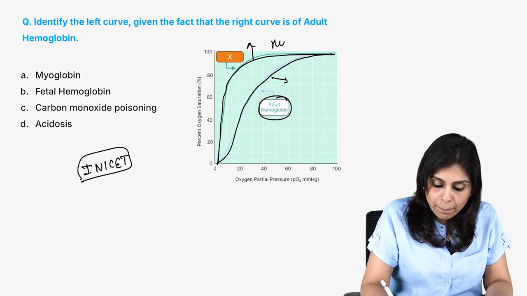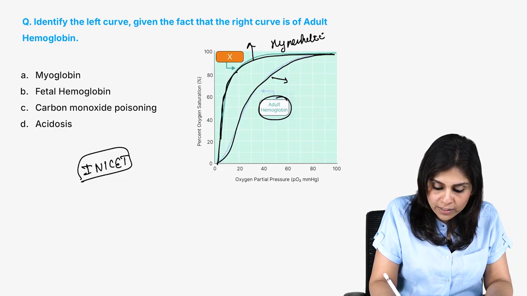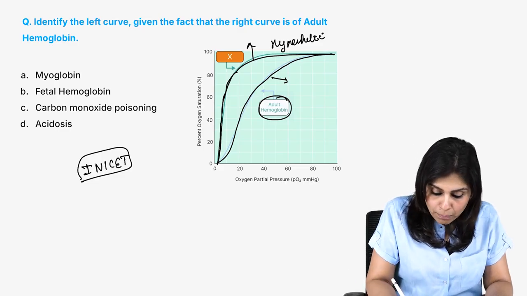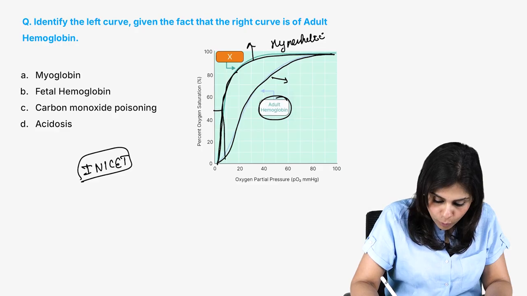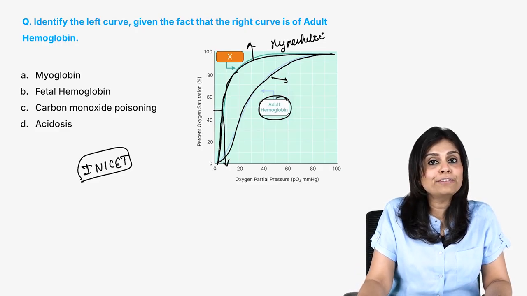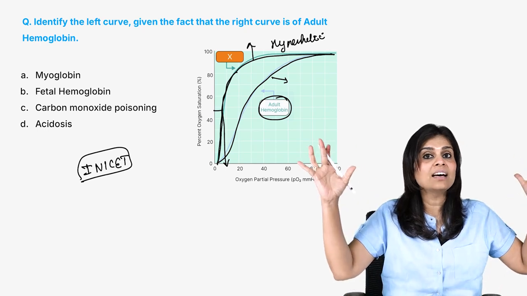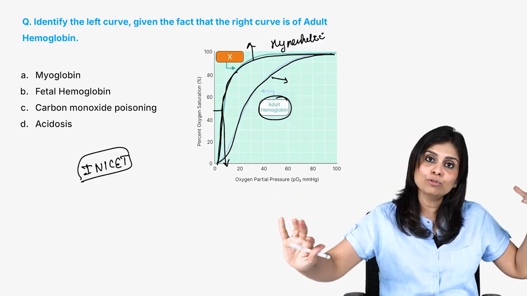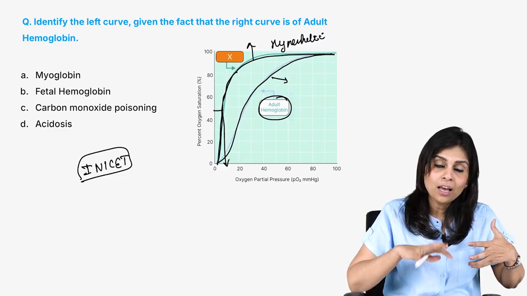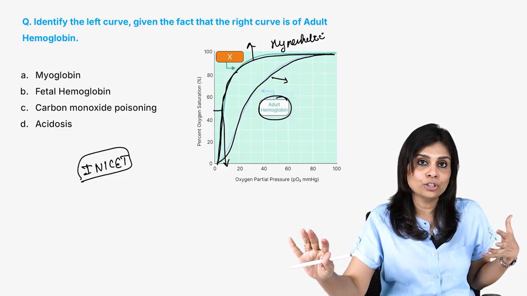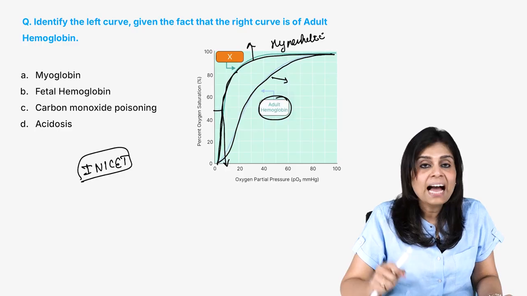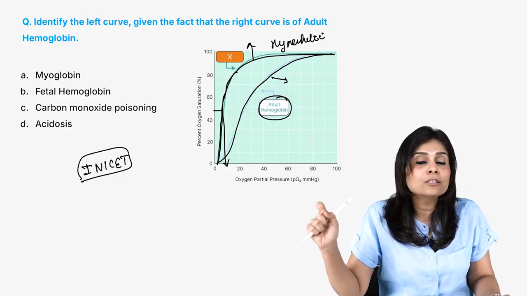So what do you mean by the hyperbolic curve of myoglobin? It means it is shifted far towards the left. What does it mean that it is shifted far towards the left? It means its P50 is very low. What if its P50 is very low? It means its affinity is high. When its affinity is high, it will not be able to unload oxygen to tissues. It can store oxygen, but it cannot unload oxygen to tissues. That is why myoglobin is used as a storage form, and hemoglobin is used as a transport form.